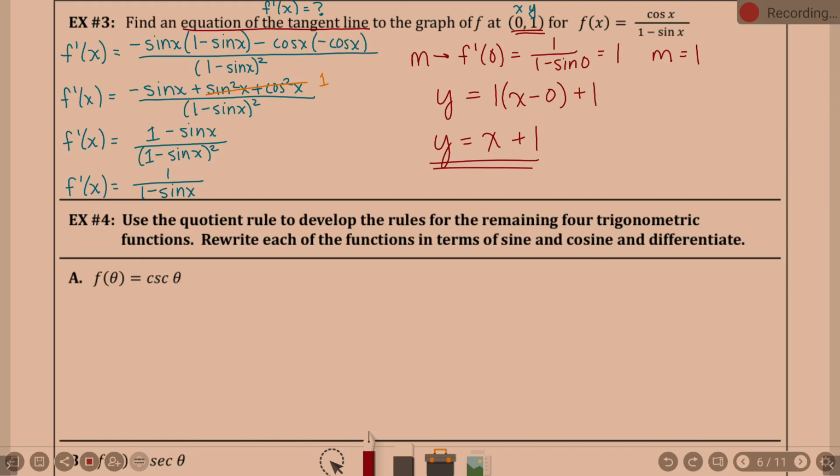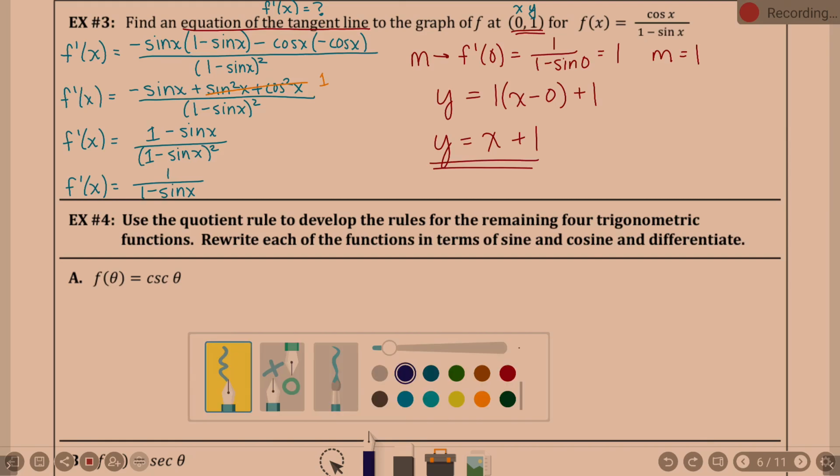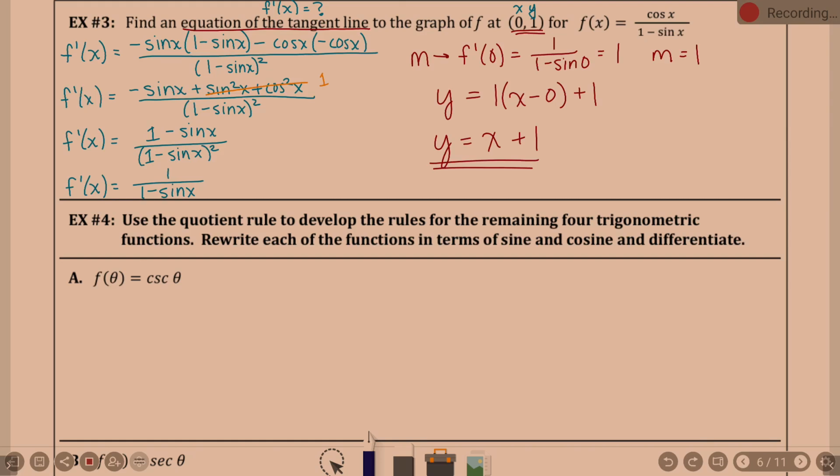So as we start looking at this first one, what do you know about cosecant? How is it related to sine or cosine? Cosecant is 1 over sine. So we're going to rewrite this as 1 over sine theta. And then our job is to find the derivative. When we find that derivative, that will be our shortcut. You just memorize it. Just 1 over cosine theta. So f prime of theta.